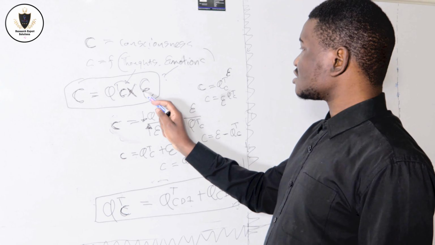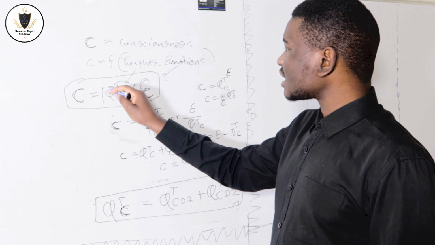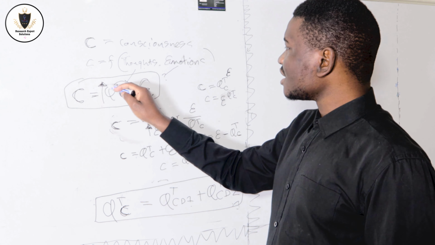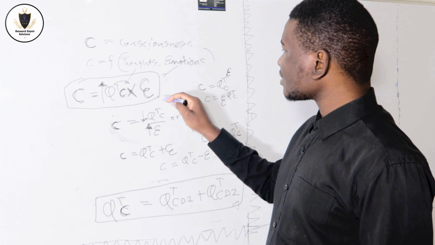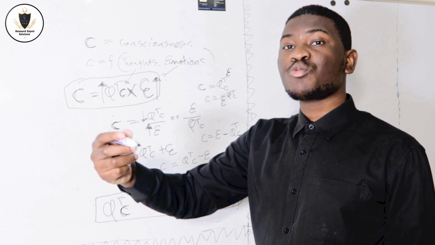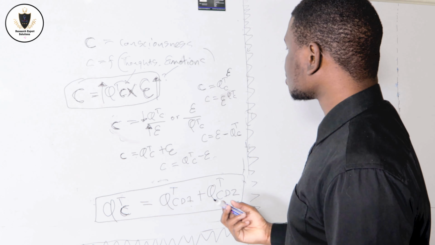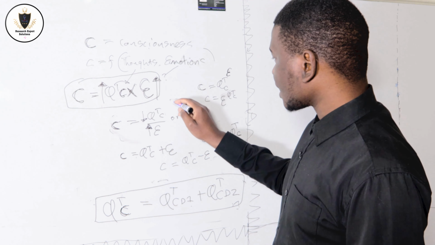And you realize that this one, the more that you think about something, the more that you feel something about that particular thing. Remember that we said that for consciousness to exist, we must be able to think and feel about how we think about that thing. So this one cancels out.